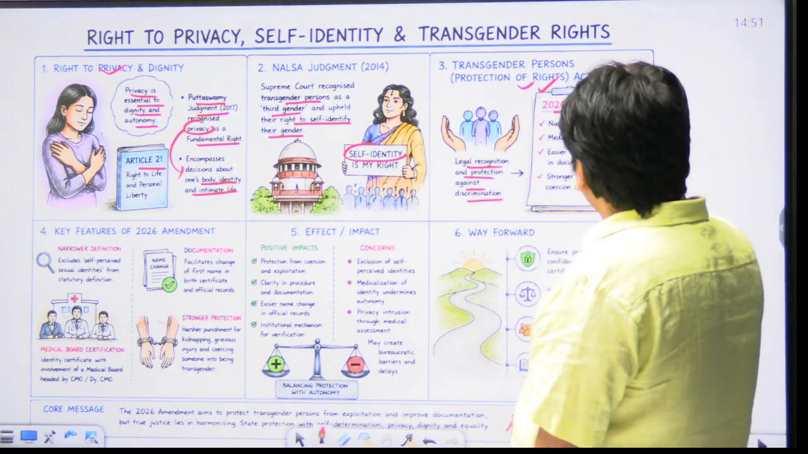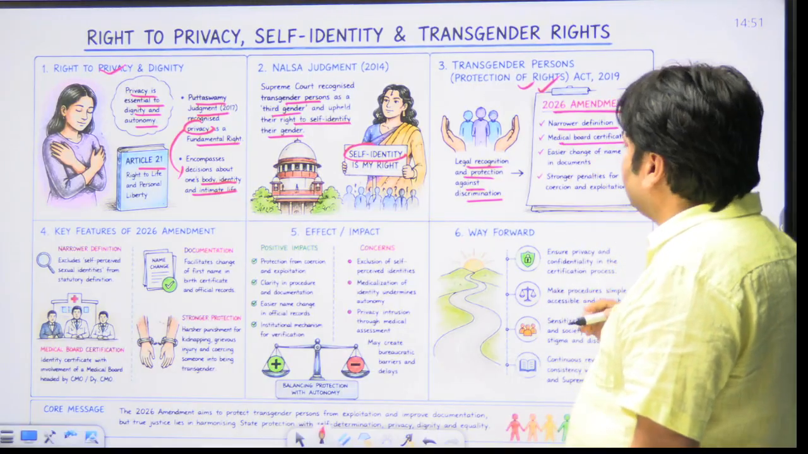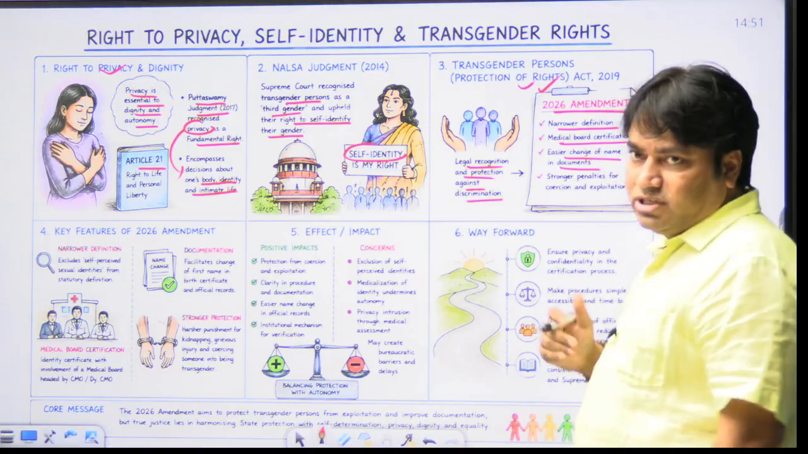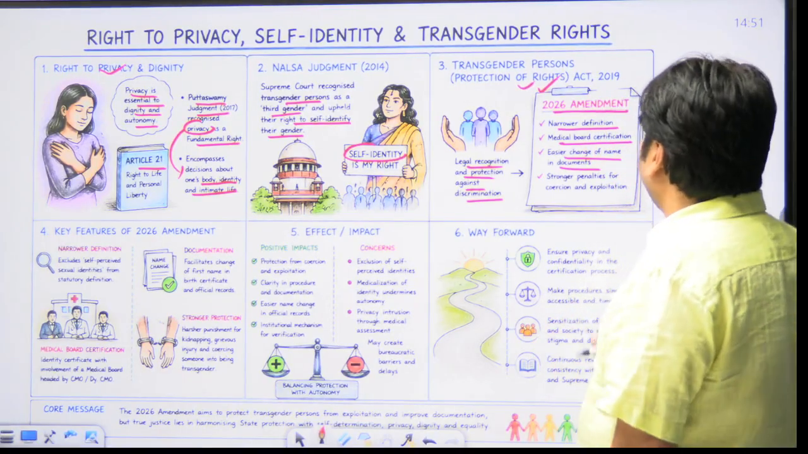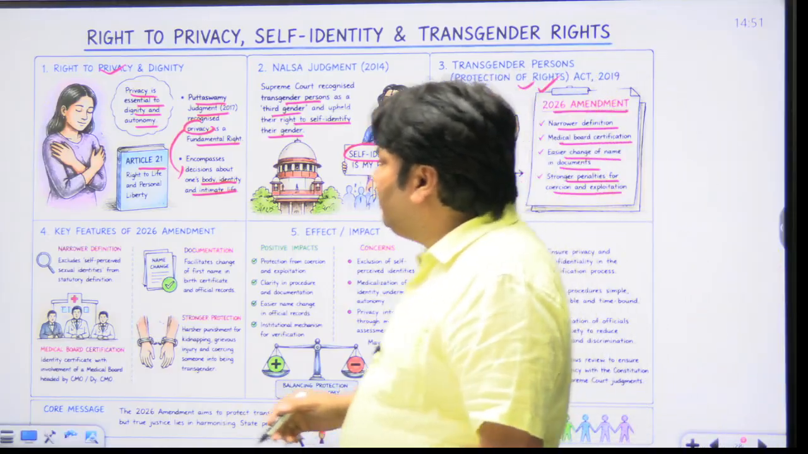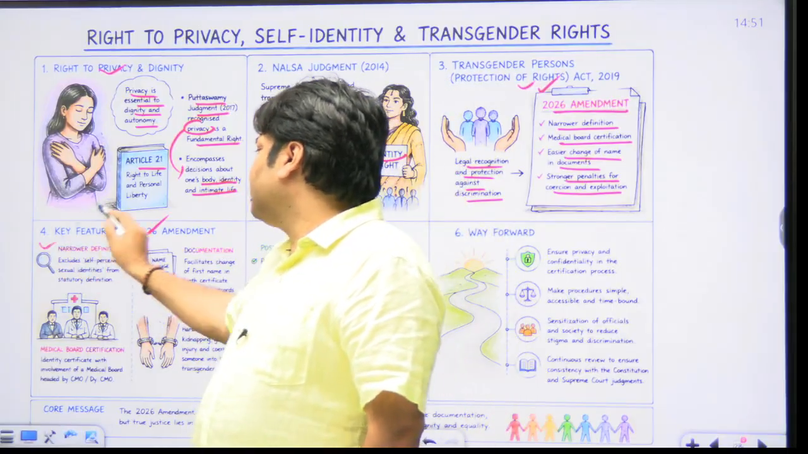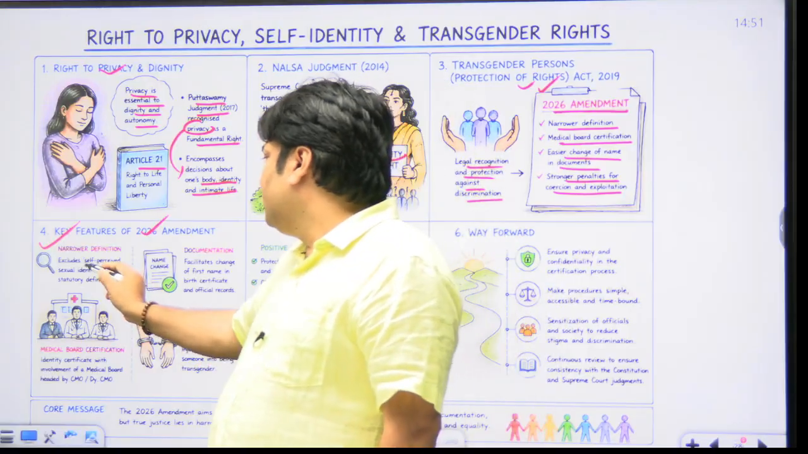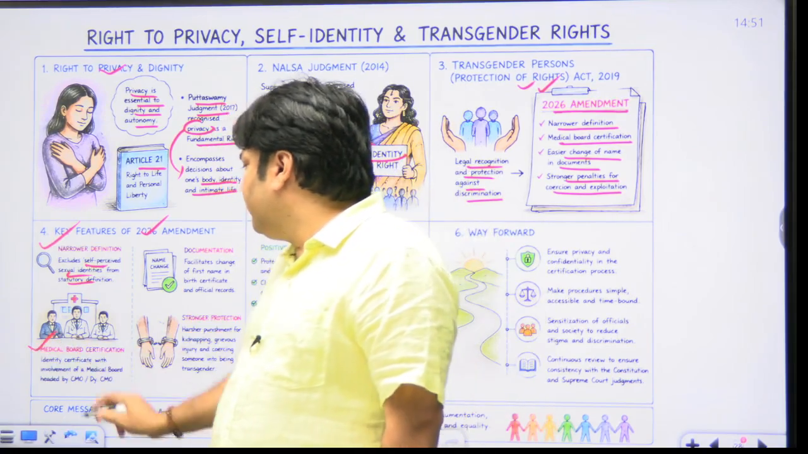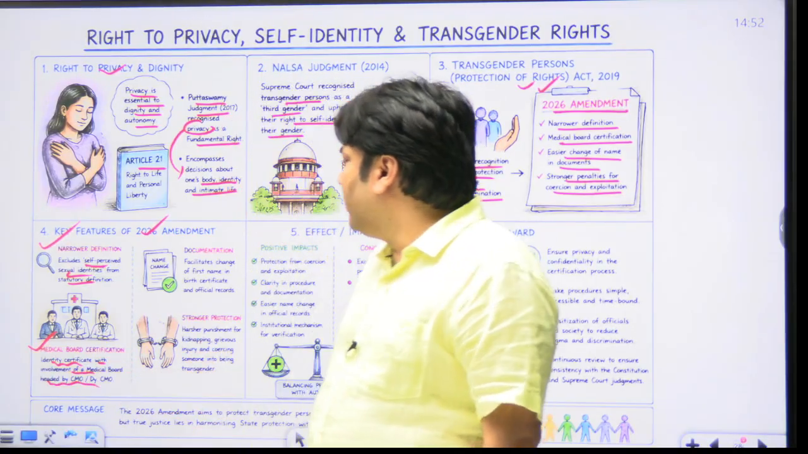But in the 2026 amendment, what we see? Narrowing down of the definition. I have discussed with you medical board certification, easier change of name in documents, but you will have to follow this process mechanism, right? So this is the point here. Stronger penalties for coercion and exploitation. Now, what are the key features of the 2026 amendment? I have already discussed. Narrower definition, it means that it excludes self-perceived sexual identities from the statutory definition. Medical board certification, it means an identity certificate with the involvement of a medical board headed by the CMO or deputy CMO.